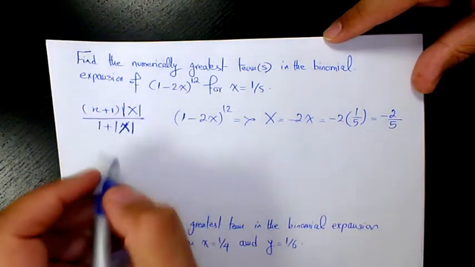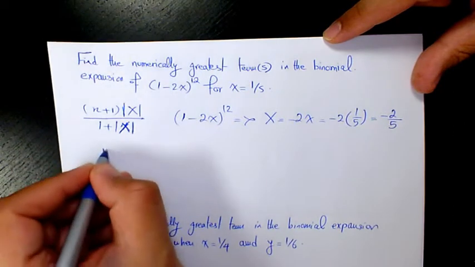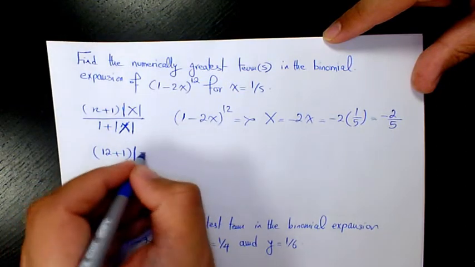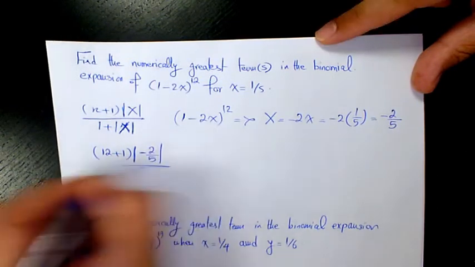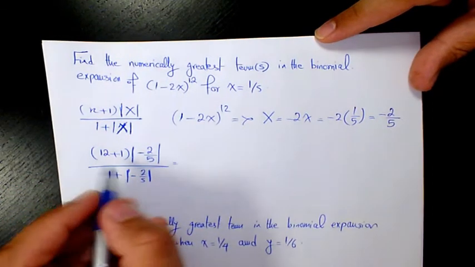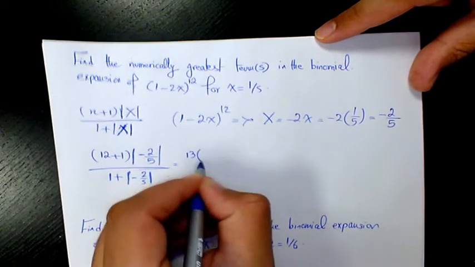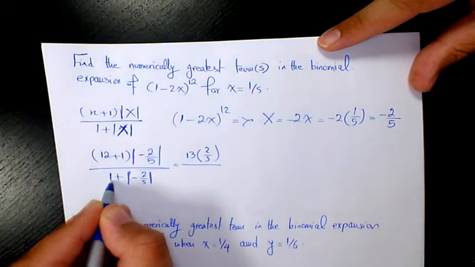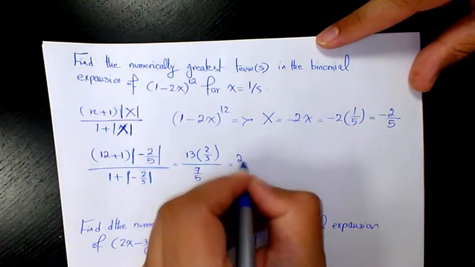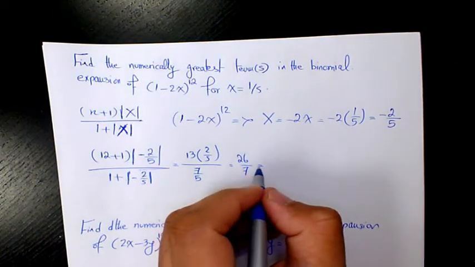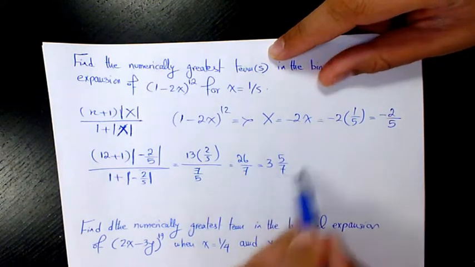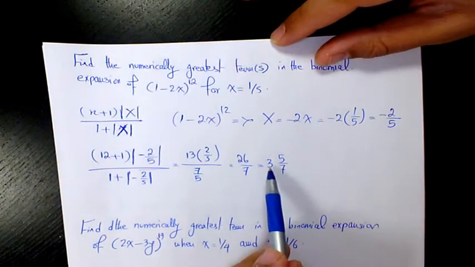Now when we substitute it there, n is 12, plus 1. The absolute value of capital X is going to be negative 2 over 5, divided by 1 plus the absolute value of negative 2 over 5. So that's going to be 13 times 2 over 5 divided by 1 plus 2 over 5, which is 7 over 5. That's going to be 26 over 5 times 5 over 7. So it is not an integer, but the integral part is 3.